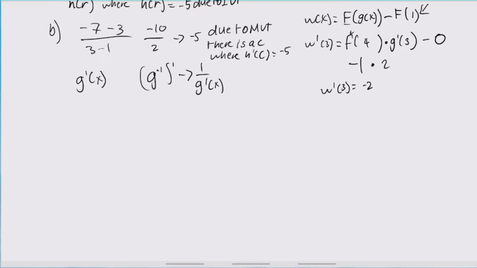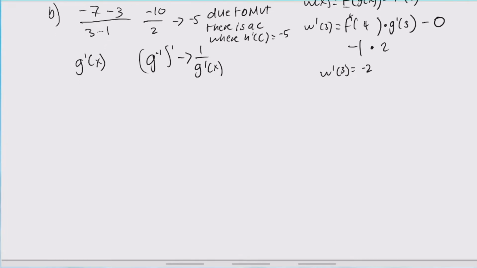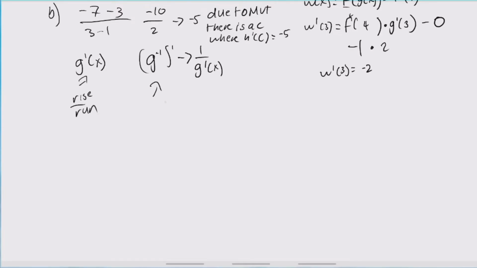Because basically you're swapping your rise and run, right? You're exchanging all your x's for y's. So where g of x is your original rise over run, g inverse prime is now run over rise, which is why we have that 1 over kind of deal. It's not a negative 1. Remember, it's not a negative 1. It's an inverse symbol as well. So we can't just use our power rules here.